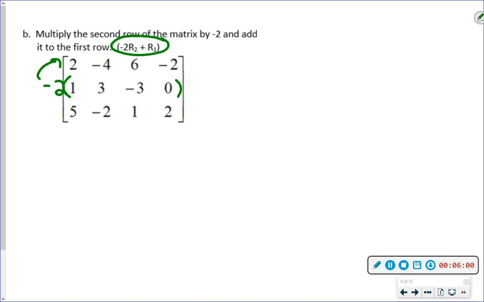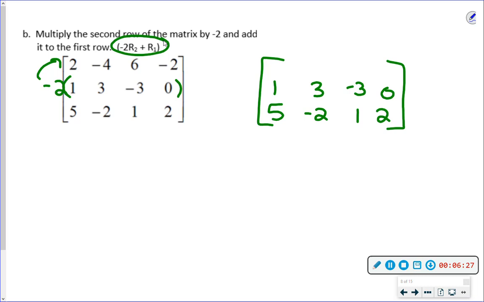So, what that means for us, clearly, they're not talking about the third row at all, so the bottom row just stays as it is. So I'm going to fill that guy in. Now, they want you to multiply the middle row by -2 and add it to the top row. So the top row is the one that is going to change. The middle row stays as is.